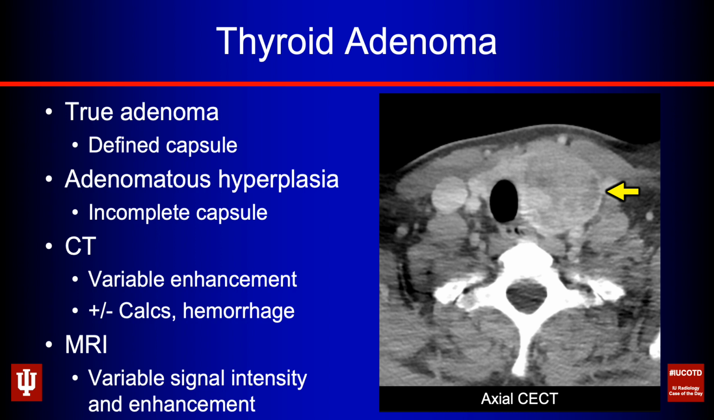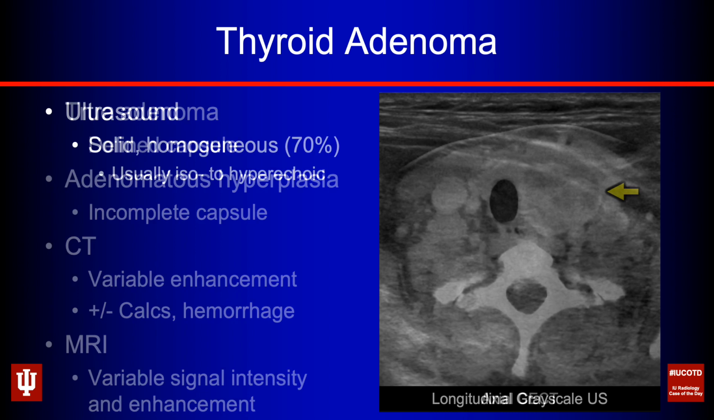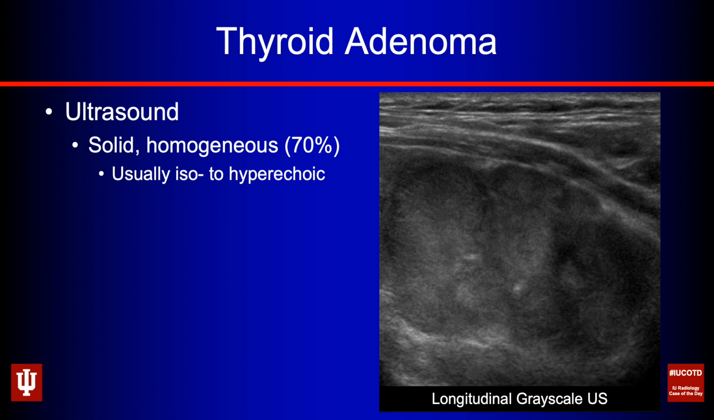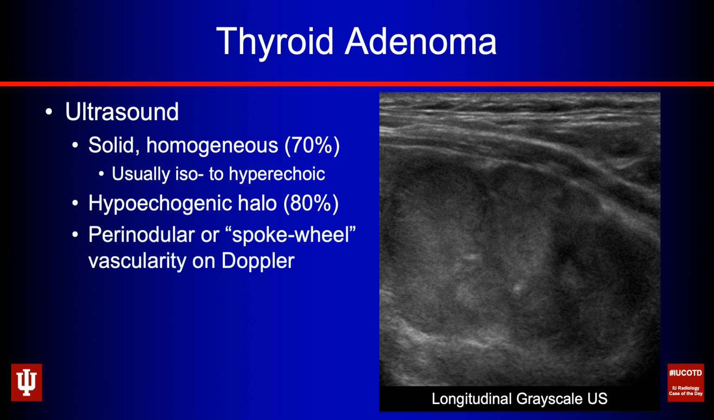This is an area where I think ultrasound is much more helpful. On ultrasound, the majority of them tend to be solid and homogeneous. Usually they're sort of on the iso to hyperechoic side of the spectrum. And importantly, the majority of them will have a hypoechoic halo around them. This is a time to throw on your color Doppler and take a look at the flow, because these will oftentimes have a perinodular, or so-called spoke wheel vascularity pattern, and I'll show that on the next slide.